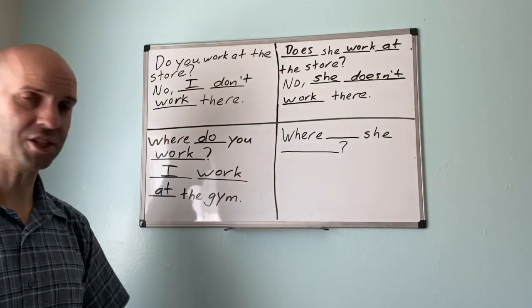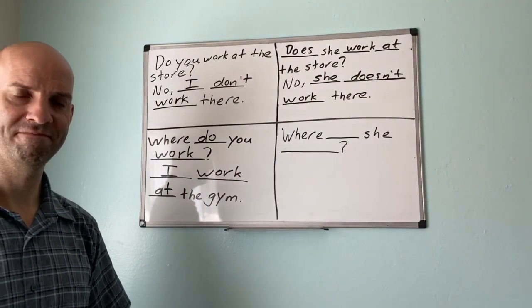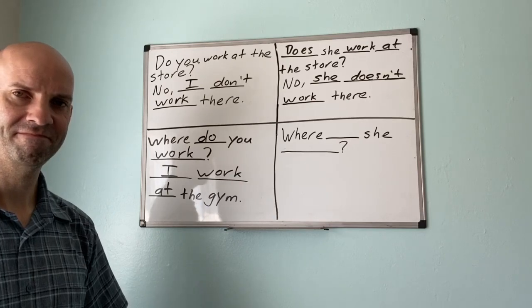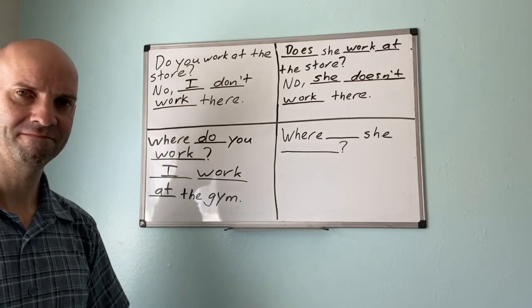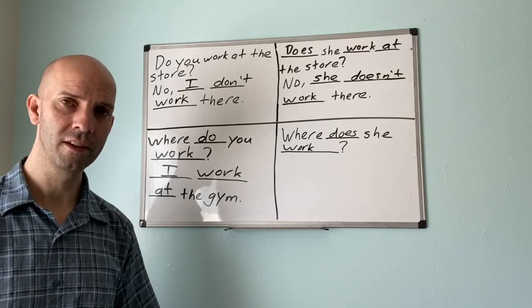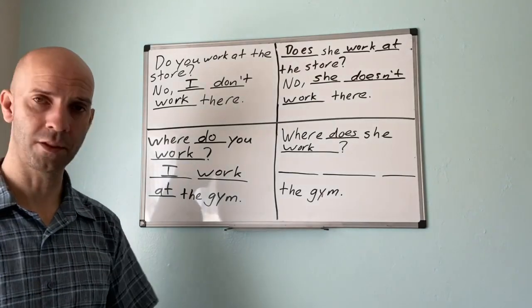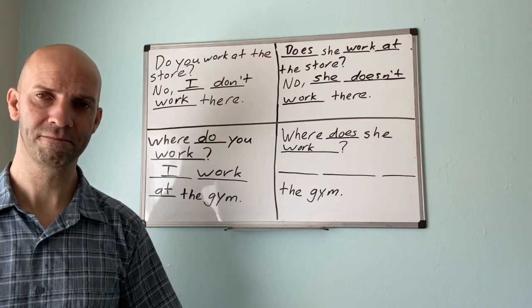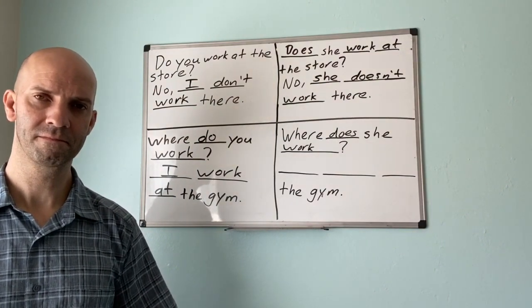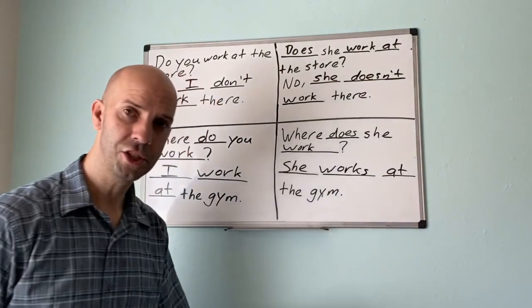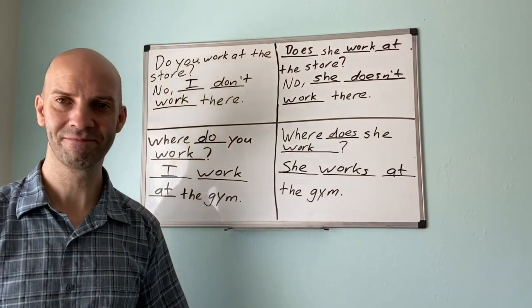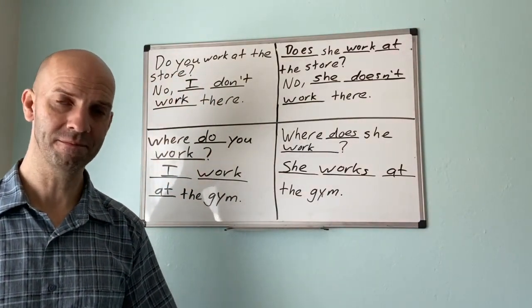Write the correct question in the third person. Where does she work? Now fill in the blanks in the third person for the answer. She works at the gym.